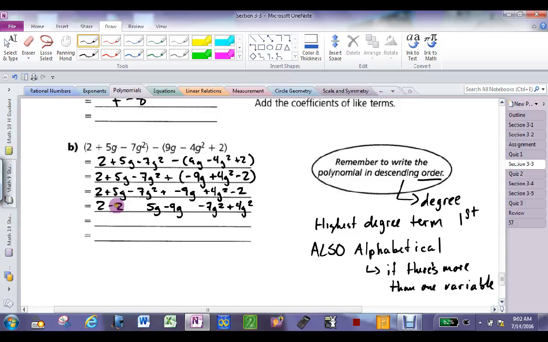2 minus 2 is 0, so it's gone. I'm not going to write it. 5 minus 9 is negative 4g. Negative 7 plus 4 is negative 3g squared. And my last step is to put it in the proper order. What's the highest degree? Negative 3g squared minus 4g. Do I write 0? No. Got it?